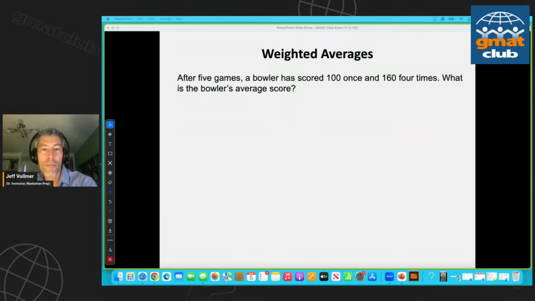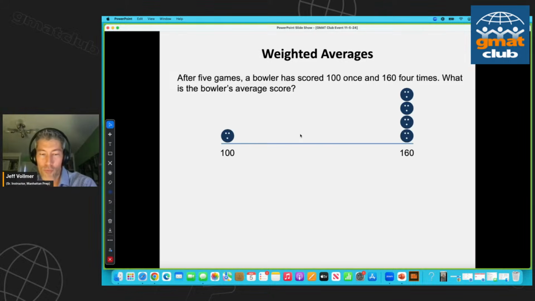All right. Bowler scored 100 once, 160 four times. We're going to draw this out. I am running out of vertical space here for my bowling balls. And there's no chance that these are actually going to stay on top of each other. All right, so what's the bowler's average score? So we could just add up 160 four times. 16 times 4 is 64. So 160 times 4 is 640. Plus the 100 is 740. 740 divided by 5. You could knock that out.